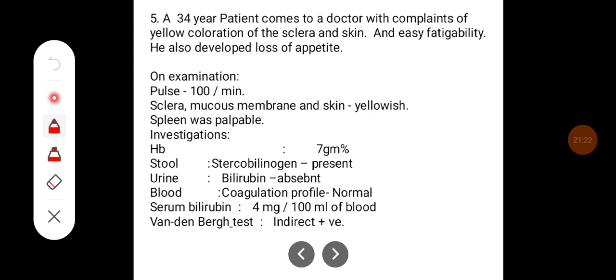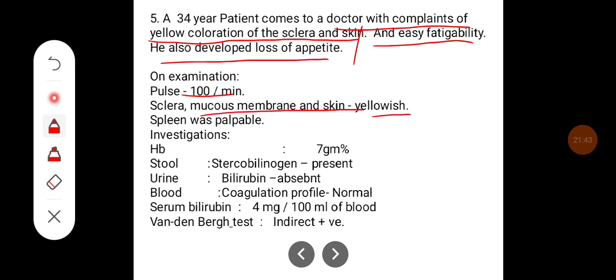Another case: a 34-year-old patient comes to a doctor with complaints of yellow discoloration of the sclera and skin, another case of jaundice, easy fatigability, and he has also developed loss of appetite. On examination, pulse is 100 per minute, sclera and mucous membrane yellowish, spleen was palpable, so that again suggests there is hemolytic disease. The excess RBCs are being destroyed here, so that is why the spleen is palpable.